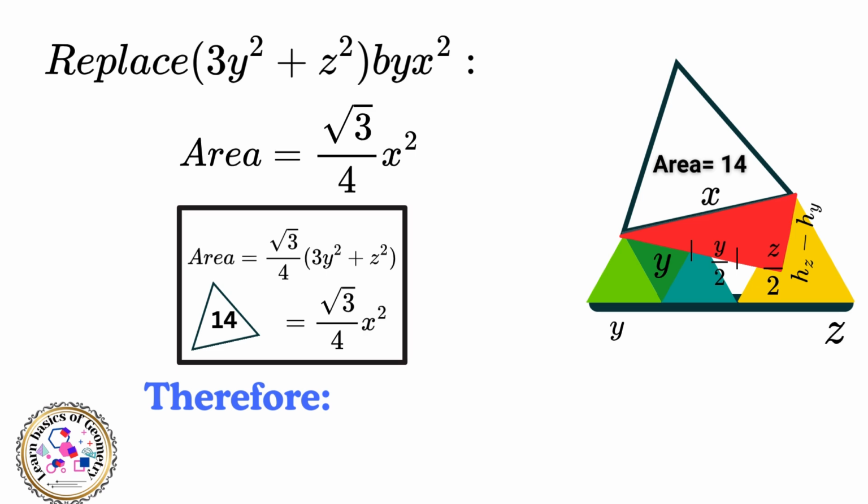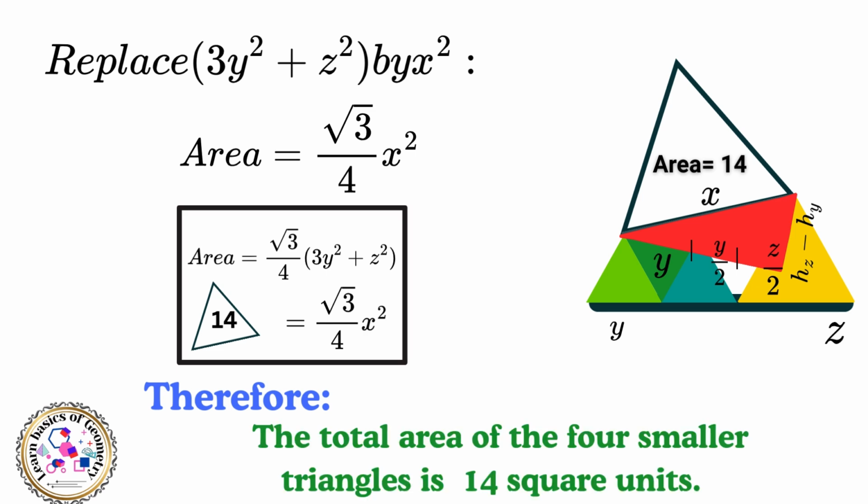And that's the answer. The combined area of the four smaller triangles is the same as the area of the largest triangle.